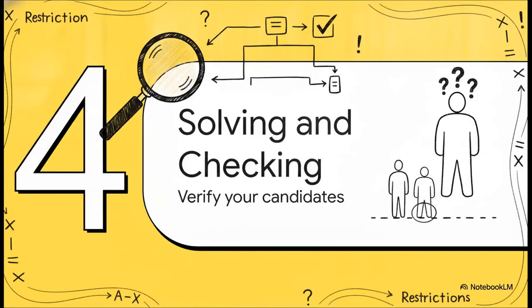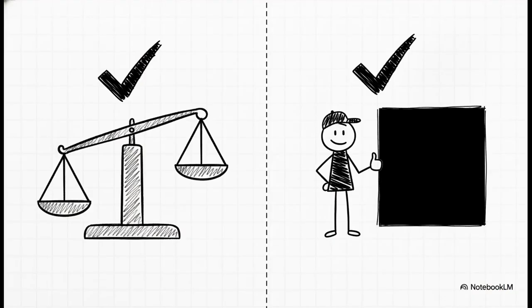Which brings us to Section 4, solving and checking candidates. Verify your suspects. Now that we have a clean equation, it's time to interrogate our suspects. Solving is super straightforward. If we just subtract 2x from both sides of 2x plus 6 equals 3x, we find our candidate is x equals 6. But hold on, we aren't done until we run 2 critical checks.